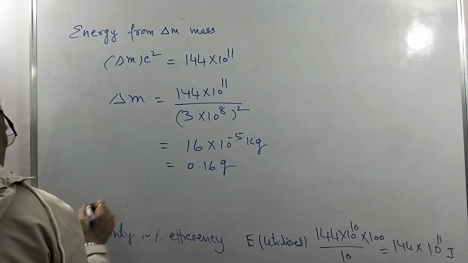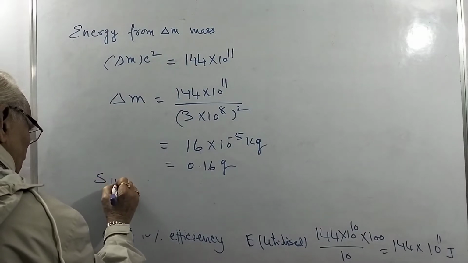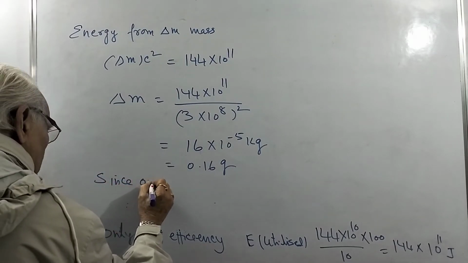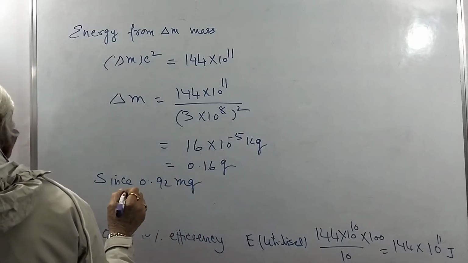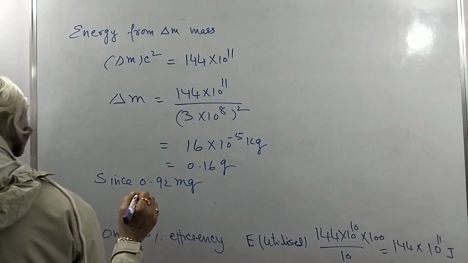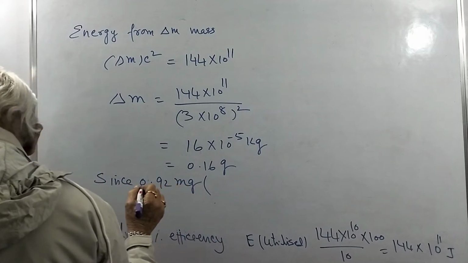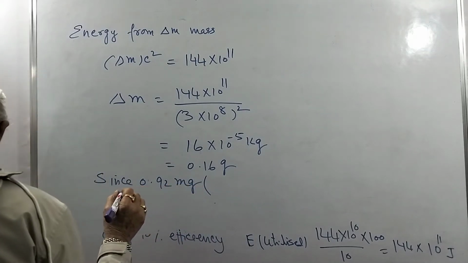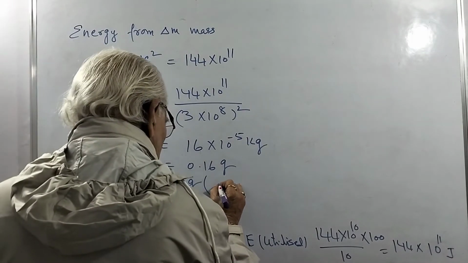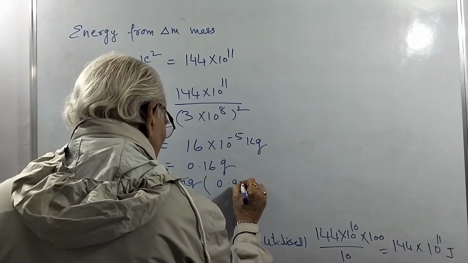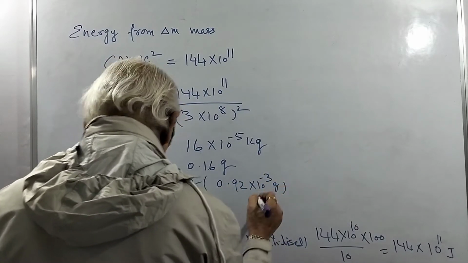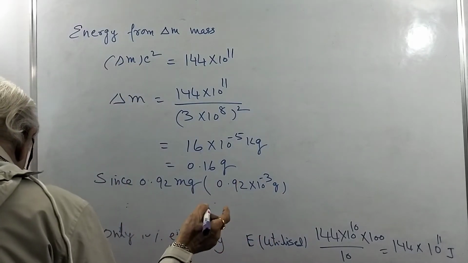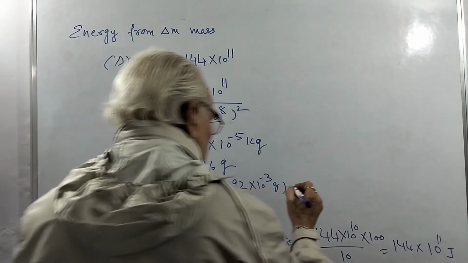Okay? Since 0.92 milligram, that is 0.92 into 10 to the power minus 3 gram, mass is lost.